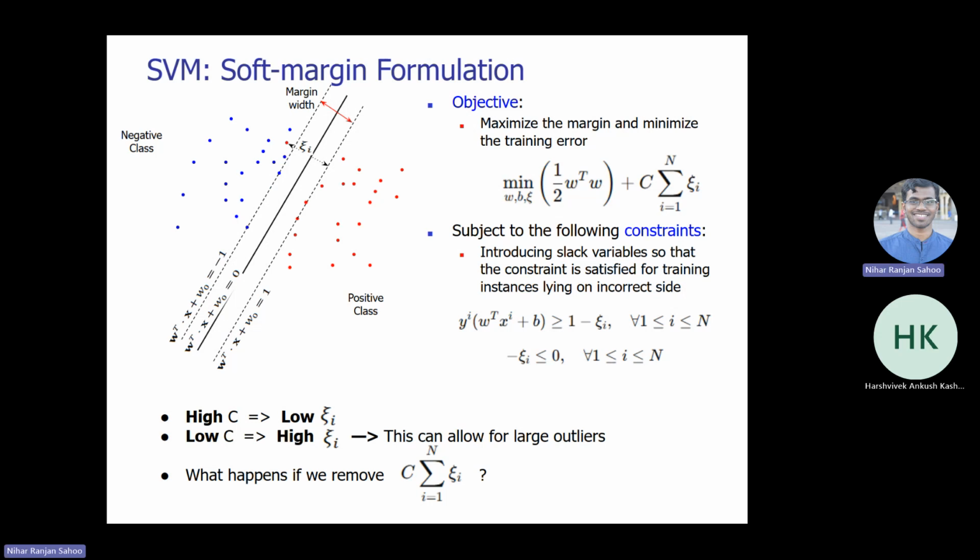Now our decision boundary is changed here. So W transpose X plus B, for this kind of points, for class 1, will be greater than or equal to 1 minus xi. For class 2, it will be less than or equal to, sorry, minus 1 minus xi. Right? Now this new term xi has been introduced.